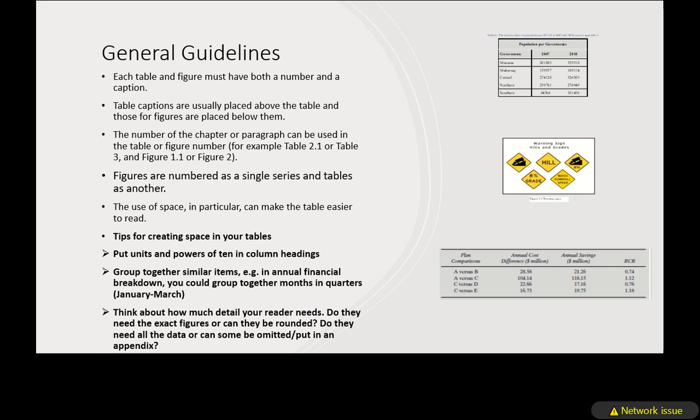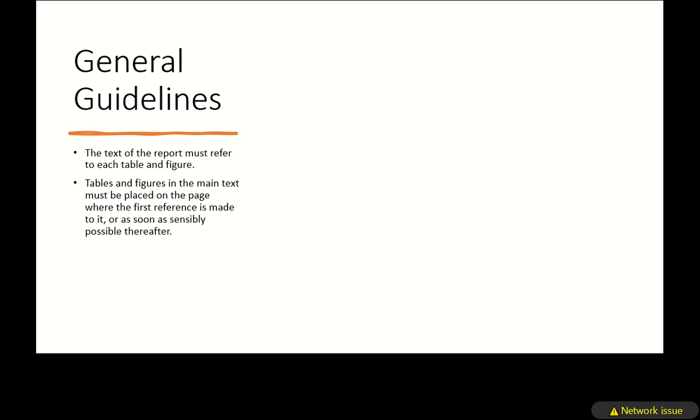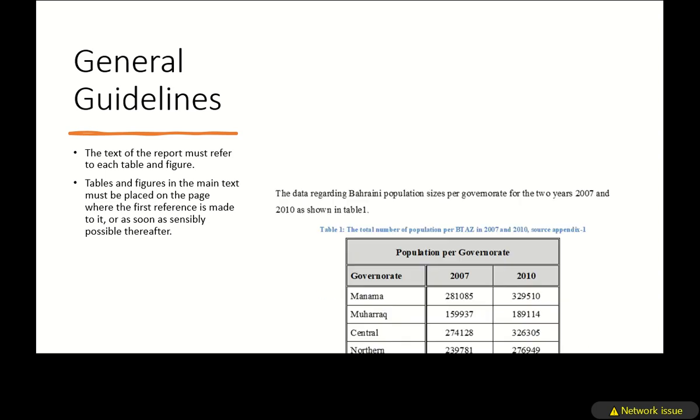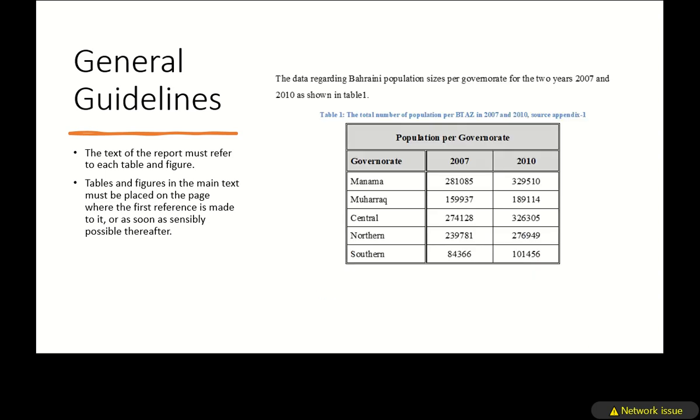How to make effective use of the space you are giving to the tables. I already mentioned you have to refer to the figure and the table. Whenever you mention the figure or the table for the first time, it should ideally appear on the same page or the next page. So this is the text showing the data, which is shown in table 1, and after that table 1 should appear.